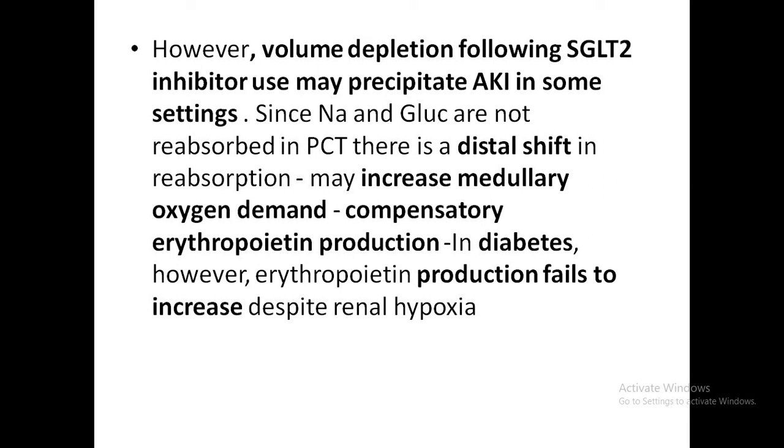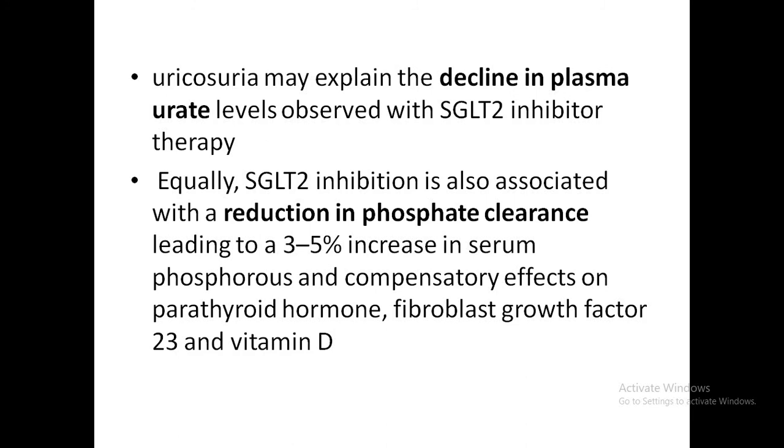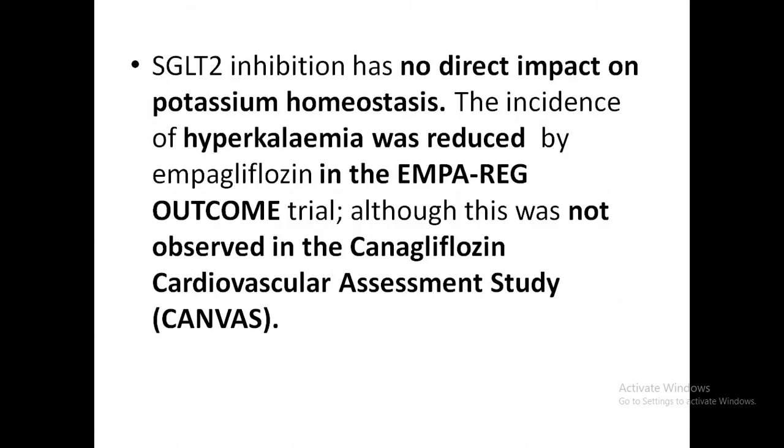This will increase the medullary oxygen demand, and there will be a compensatory erythropoietin production. However, in diabetes, erythropoietin production fails to increase despite renal hypoxia. That could also contribute to the AKI. Other effects are increased uric acid excretion and a decline in plasma urate, also a reduction in phosphate clearance, leading to a 3 to 5% increase in serum phosphorus. It has no direct impact on homeostasis. However, the hypokalemia incidence was reduced by the EMPA-REG outcome trial, although it was not present in CANVAS.